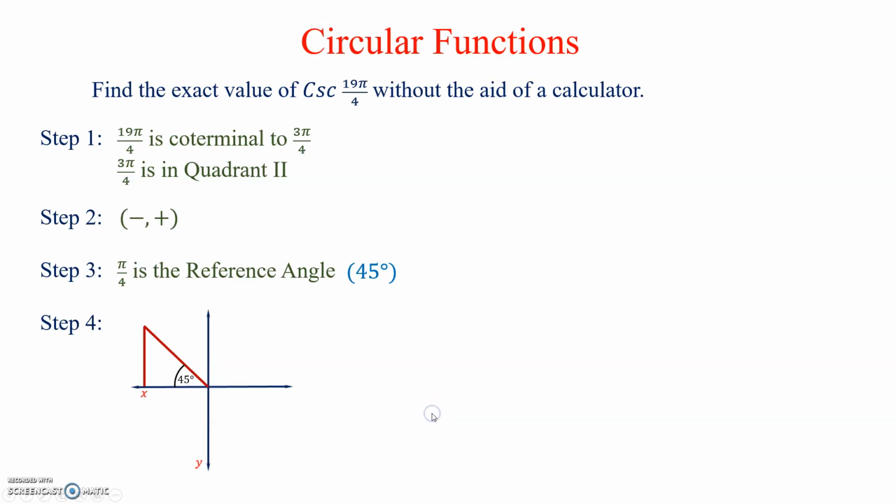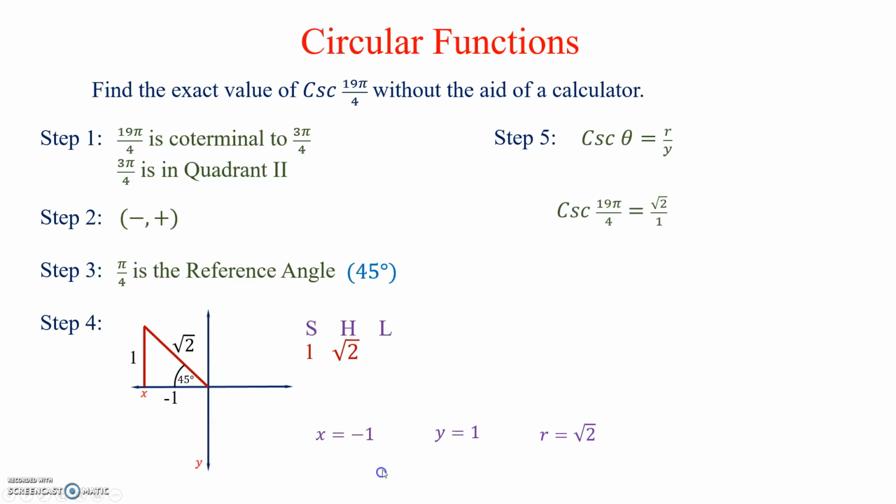When I project my triangle, I can begin now to transition from the special triangle to the values here. Here both the legs will be 1 unit, but because I'm in quadrant 2, negative 1 for the horizontal, 1 for the vertical. So now we know the values of x, y, and r. Substituting that into cosecant, r over y, radical 2 over 1, radical 2.